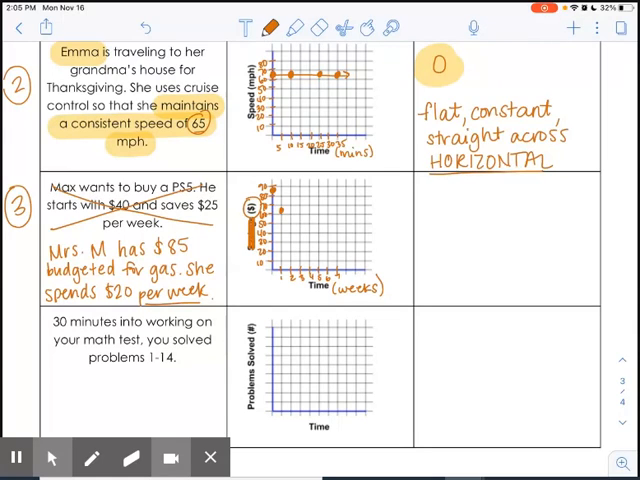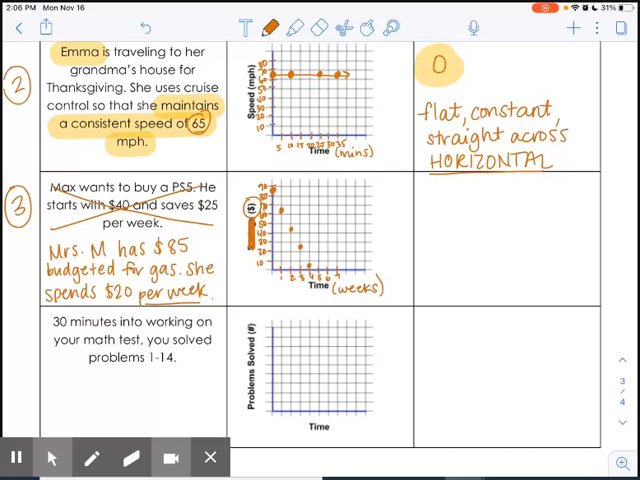After 2 weeks, how much money do I have? 45. Okay, and then we just keep going down. At 3 weeks, I go down 20 more, which would be 25. And at 4 weeks, I go down 20 more, which would be $5. And then on week 5, I cannot afford my gas anymore. Which is good, because if that's my budget for each month, then that's about perfect.